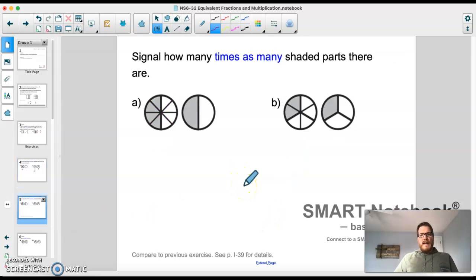Then we have to signal how many times as many shaded parts there are. So if this piece has 1 shaded part, this one now has 4 shaded parts. So it's 1 shaded part versus 4 shaded parts. It's still 4 times as many. This one has 1 shaded part. This one's now got 2 shaded parts. So that's 2 times as many shaded parts.